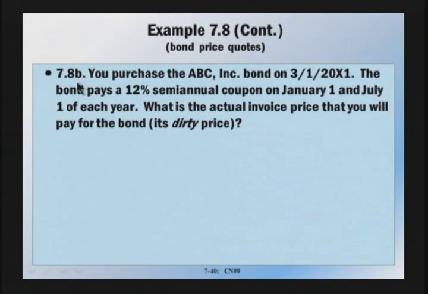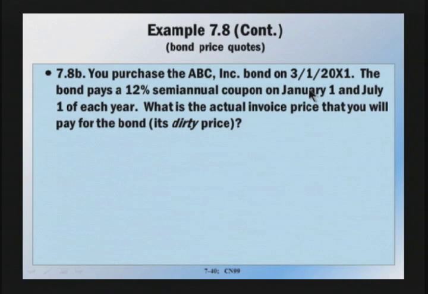Now in Part B, we're going to actually purchase the bond in between coupon payment dates. So you purchase the ABC bond on March the 1st of year 1. Well, this bond pays coupons on January 1 and July 1 of each year. So when you buy it on March the 1st, the person from whom you're purchasing it has held it for 2 months since the last coupon. So you're going to owe them part of the July 1 coupon you're going to receive because they've held the bond throughout January and February. Part of that next coupon is theirs.